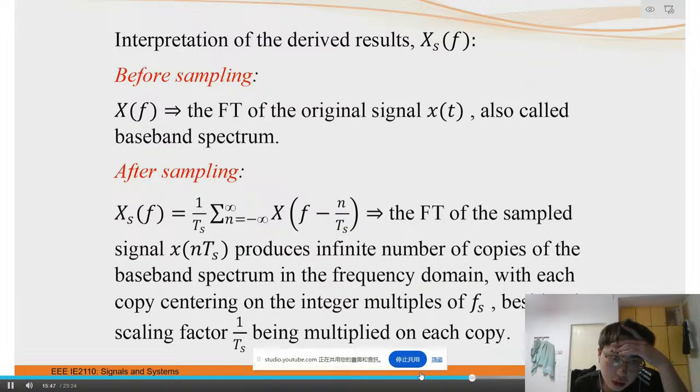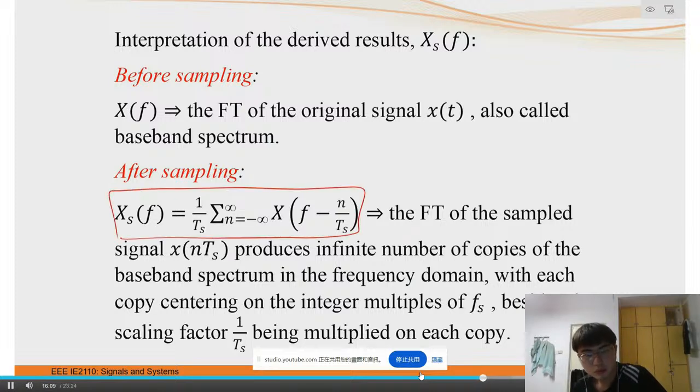So the interpretation of this result is that before sampling, S of f is the Fourier transform of the original signal, which is also called the baseband spectrum. And after sampling, the Fourier transform of the sampled signal produces infinite copies of the baseband spectrum in the frequency domain, with each copy centered on an integer multiple of the sampling frequency, including the origin, besides the scaling factor of 1 over Ts being multiplied on each copy.